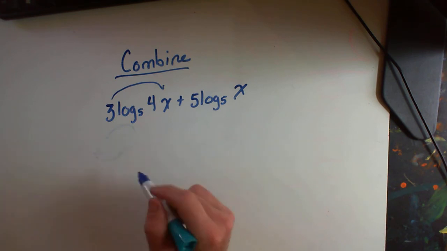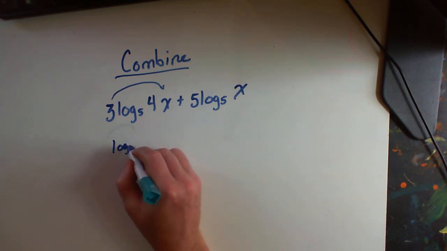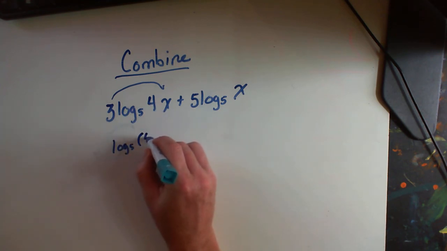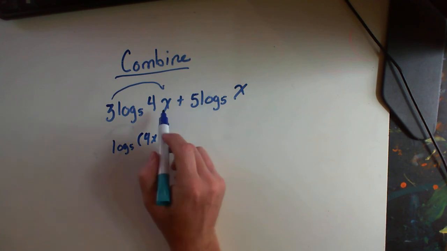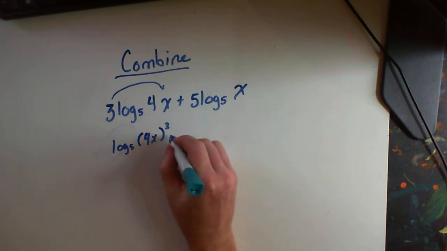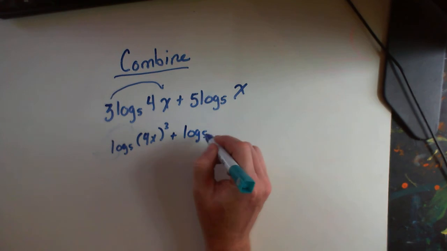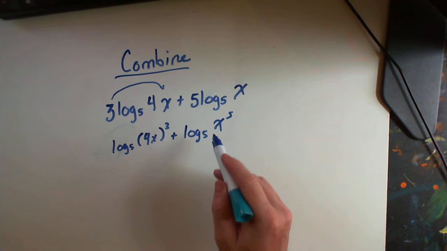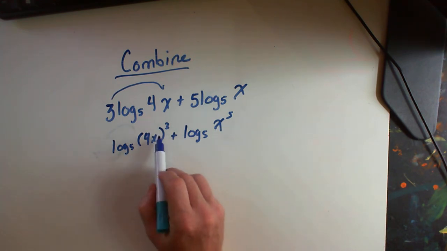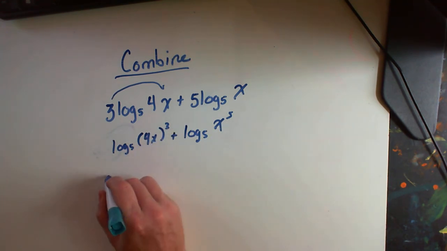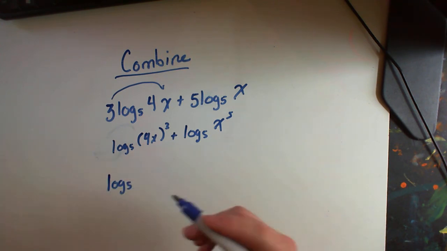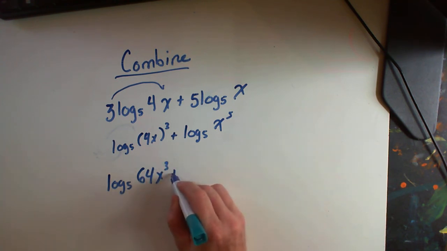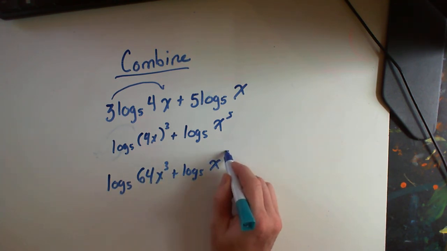One of the common mistakes students make here is not taking this number to the power. Remember, when we move that 3 up, it is going to affect the entire argument, not just the variable. So this becomes log base 5 of 4x to the third plus log base 5 of x to the fifth. So when we take the 4 to the third power, 4 times 4 times 4 is 64, so log base 5 of 64x cubed plus log base 5 of x to the fifth.